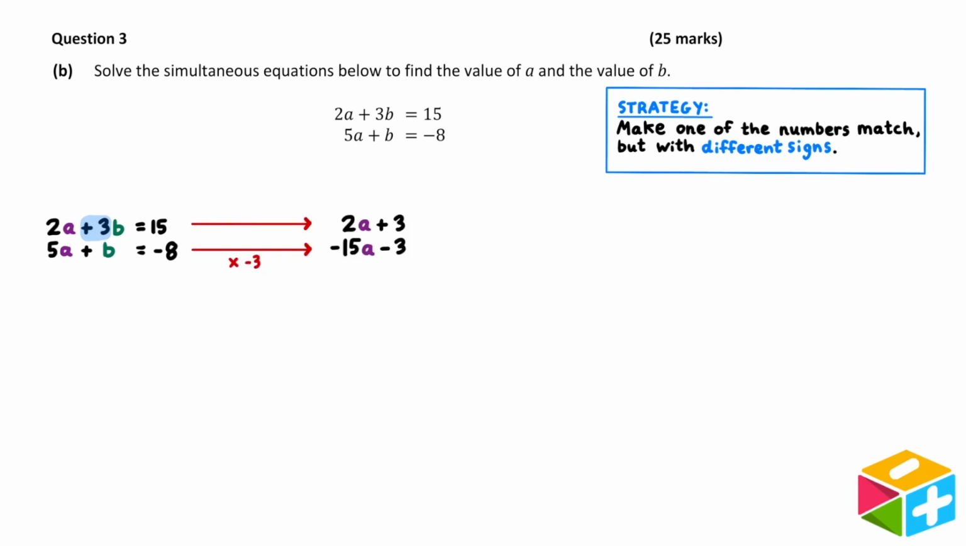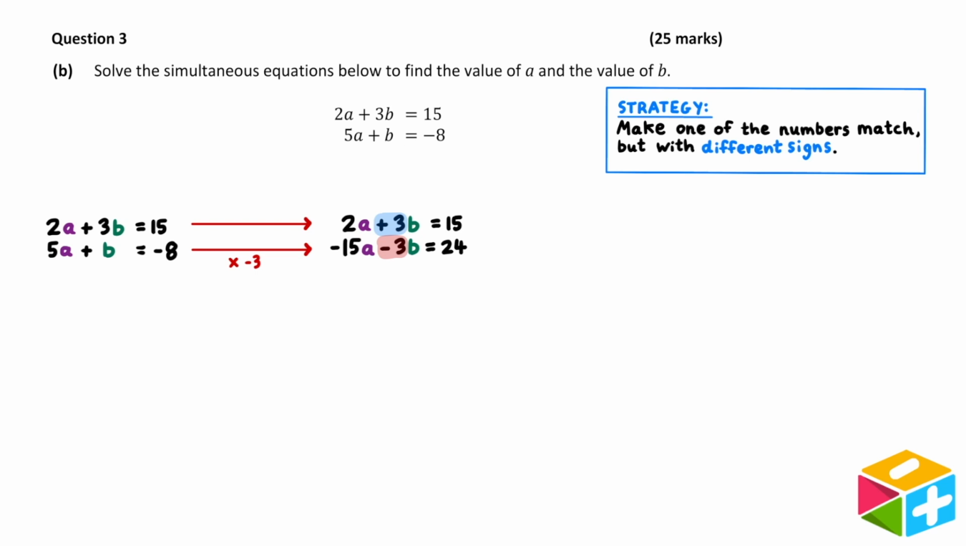This can be obtained if we multiply across our second equation by minus 3. 5a times minus 3 is minus 15a, plus b times minus 3 is minus 3b, and minus 8 times minus 3 is plus 24. We now have the match on the b term that we wanted. We've the same number, 3, but different signs.